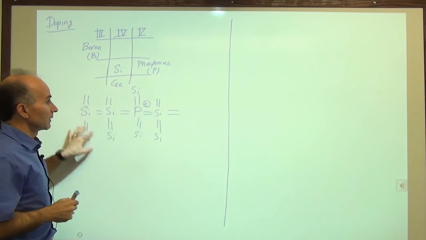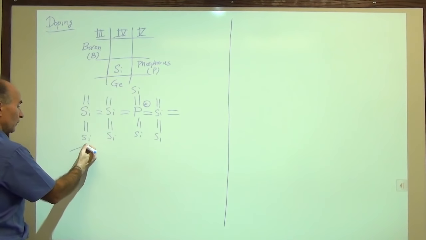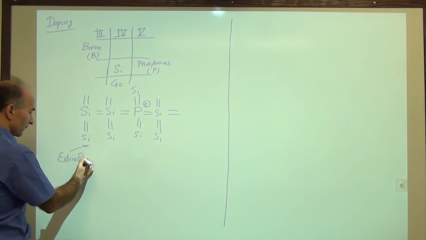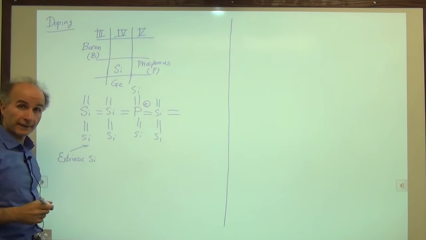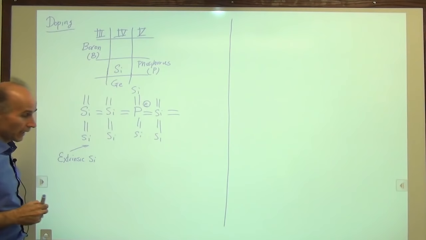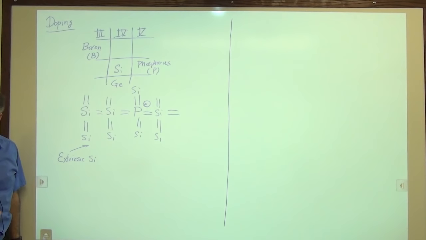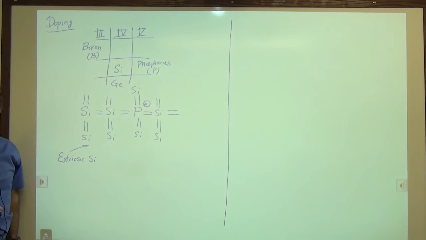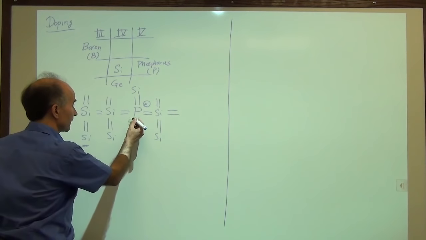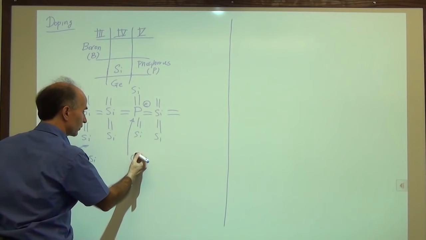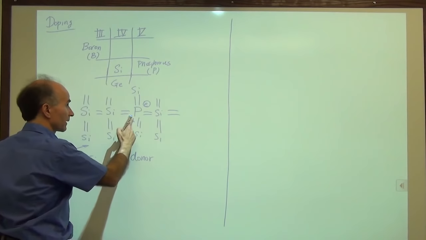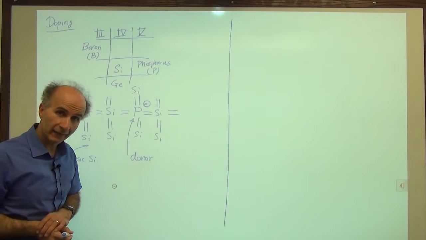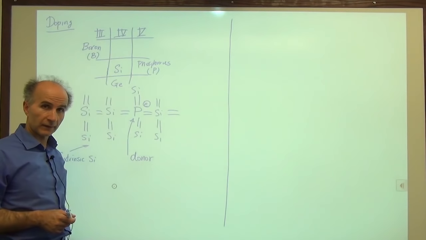Okay, so the resulting piece of silicon has a new name. This is called extrinsic silicon, to distinguish it from intrinsic or pure silicon. And we say silicon is doped, or this is an impurity, or is extrinsic silicon. And then the phosphorus atom itself has a name. This is called a donor, because it donates an electron to this current conduction. So we have introduced donor atoms inside this piece of silicon.